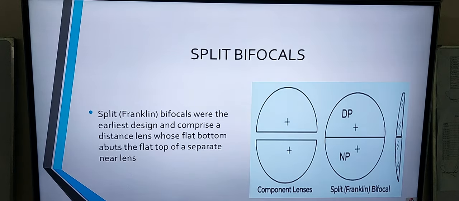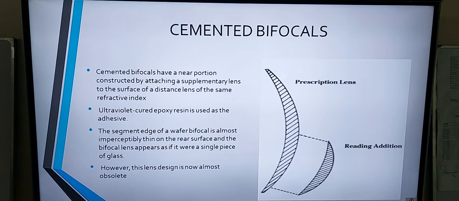The split bifocals were the earliest design of bifocal lenses. As we said, commonly the larger part is the distance, but here they are equal parts for the distance and the near, and the flat bottom of the distance part abuts the flat top of the near lens. This was the earliest design of the bifocal lenses which was used.